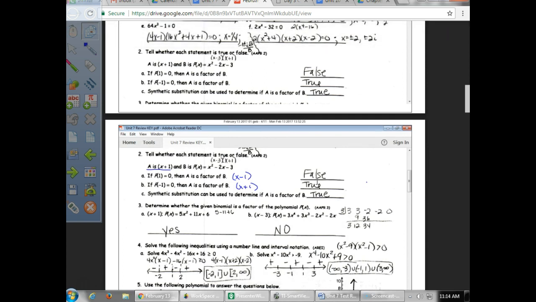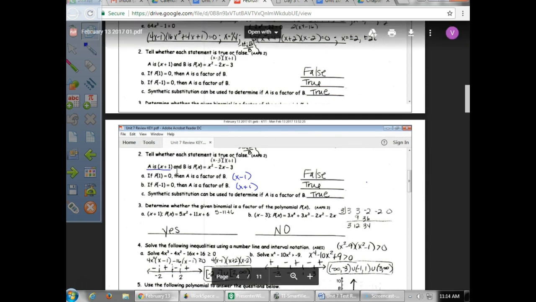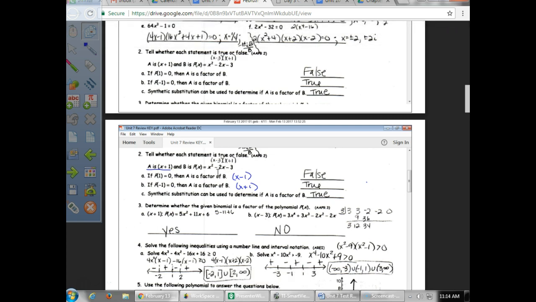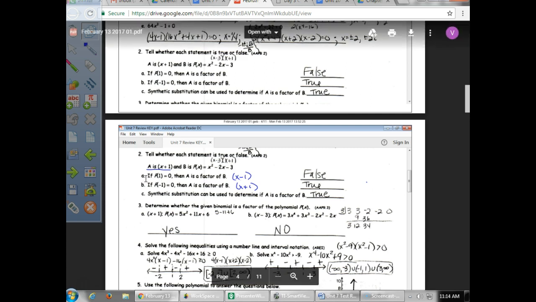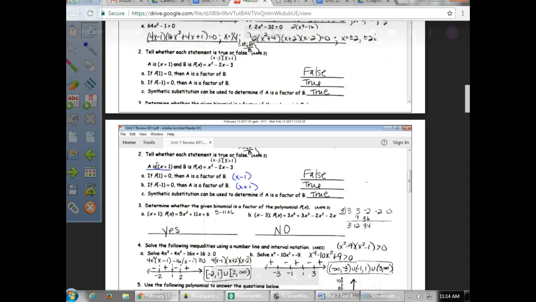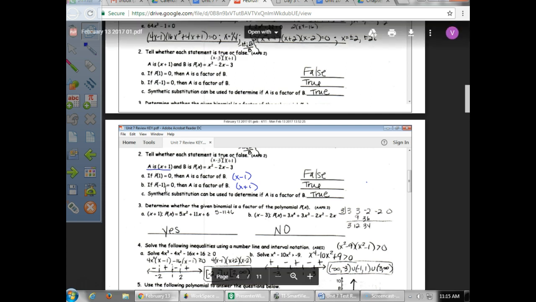Tell whether each statement is true or false. A is x plus 1 and B is x squared minus 2x minus 3. If P of 1 is equal to 0, this is false. There's a trick there. They're basically saying you better know that if x plus 1 is a factor, then -1 would give you a 0. Not 1, but -1 would give you a 0. So B is like the correction to A. A is false, B is true. So that's kind of what's going on with those two.